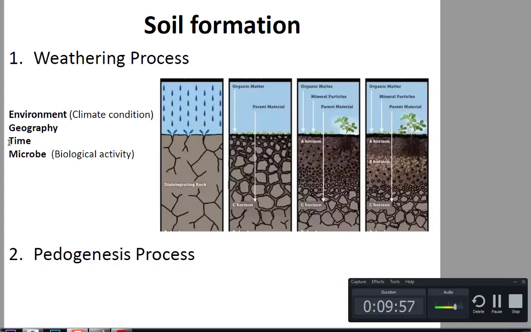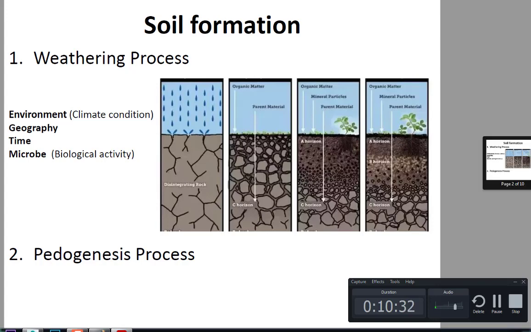Natural processes take some time, because in the natural process the rocks degrade or convert into small particles. It takes some time, so time is also a responsible factor for soil formation. Again the microbes, the biological activity, are responsible for increasing the soil nutrients or soil productivity. So the microbes, time, geography as well as the environmental conditions are responsible for soil formation.